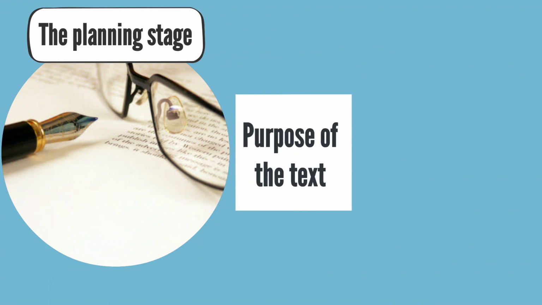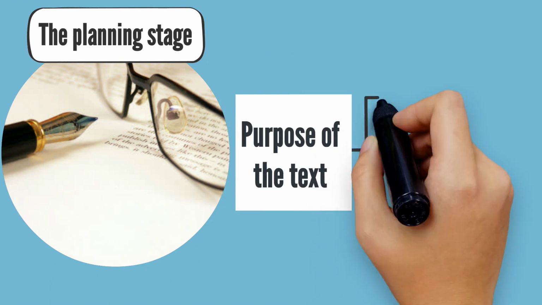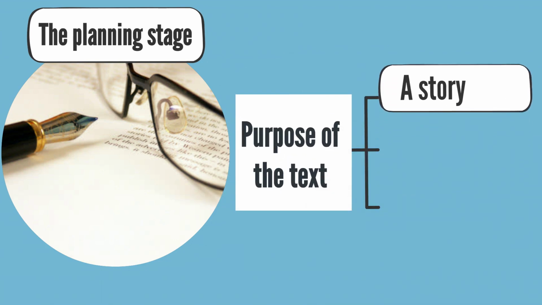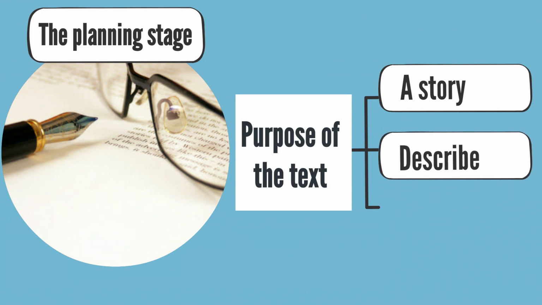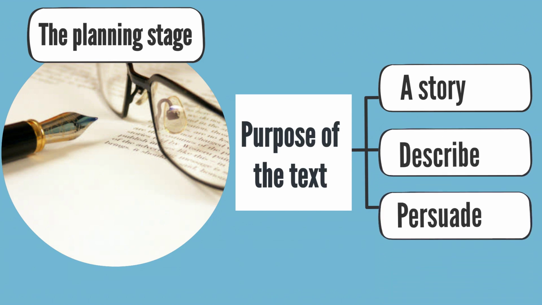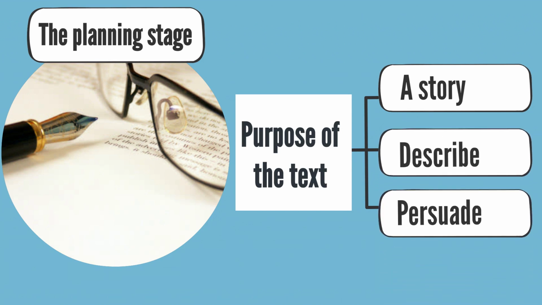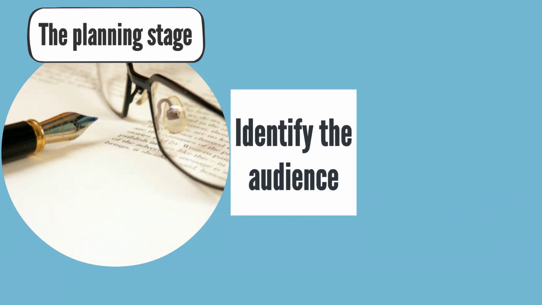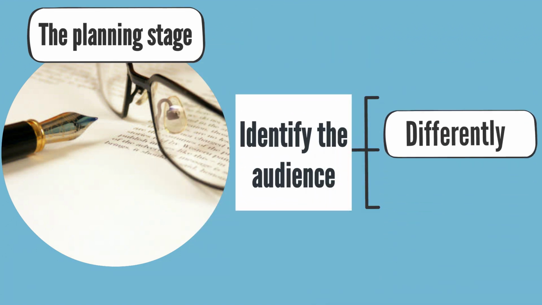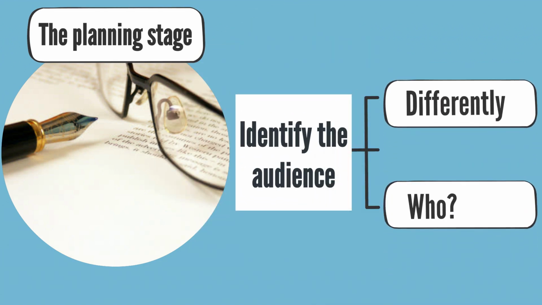The writer will consider several things at the planning stage. These include the purpose of the text. For example, is the purpose to tell a story, describe an event, or persuade someone to a certain point of view? Identify the audience. Text will be written differently depending on who will read it.